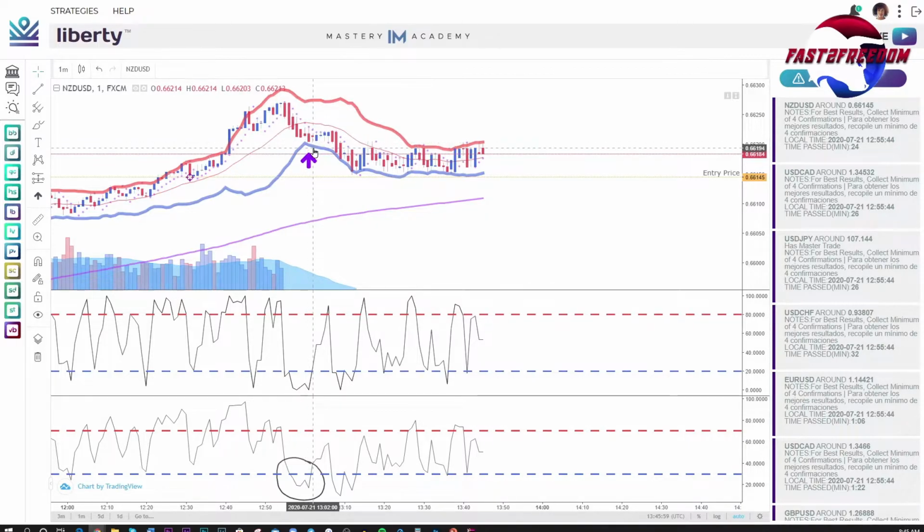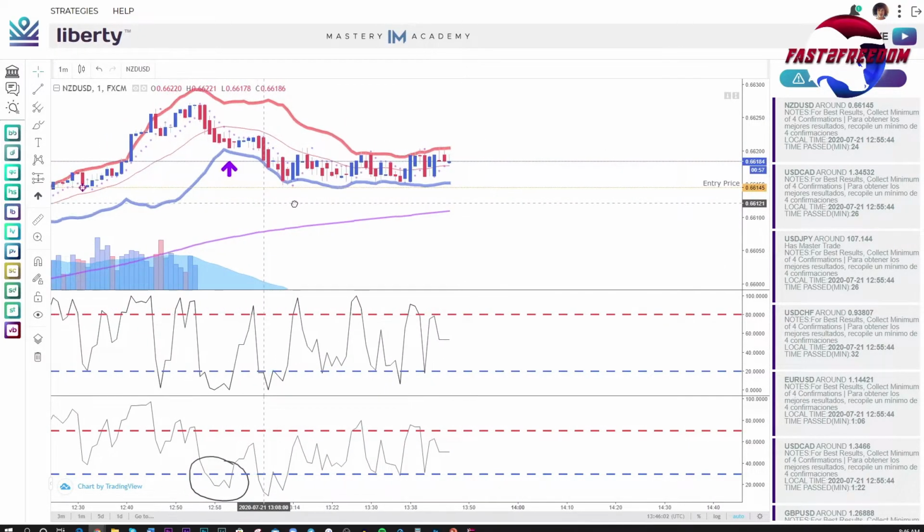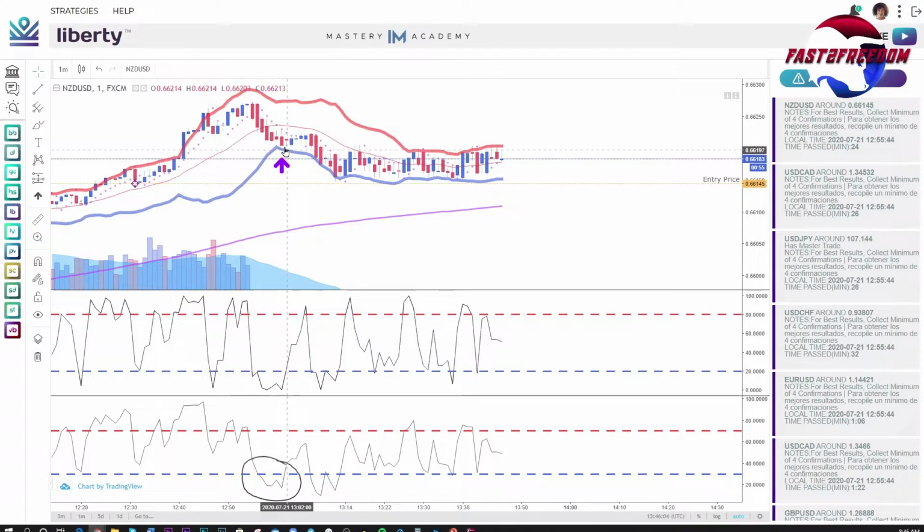But you can see that it did not touch the bottom of the Bollinger Band. This would have been something that I would have waited for the opportunity to get into, to touch the Bollinger Band or break through the Bollinger Band. This wouldn't have been a clear trade for me.